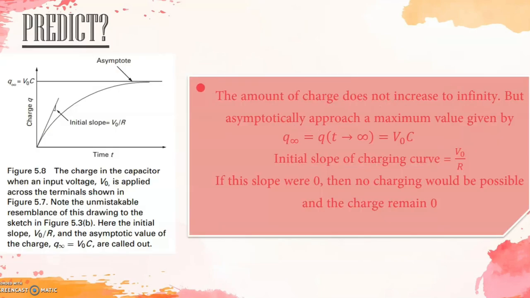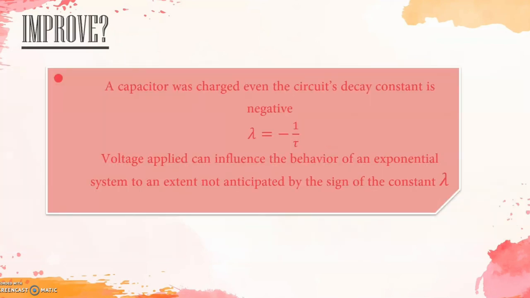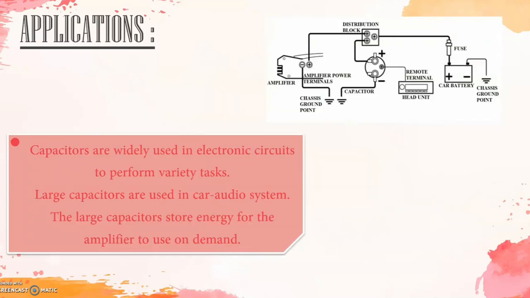From this graph, we can see that the charge increases exponentially from the initial given value 0, and the amount of charge does not increase to infinity. External conditions such as applied voltage can influence the behavior of an exponential system to an extent not anticipated by the sign of the constant lambda. For example, large capacitors are used in car audio systems to provide extra power to amplifiers when it is required.